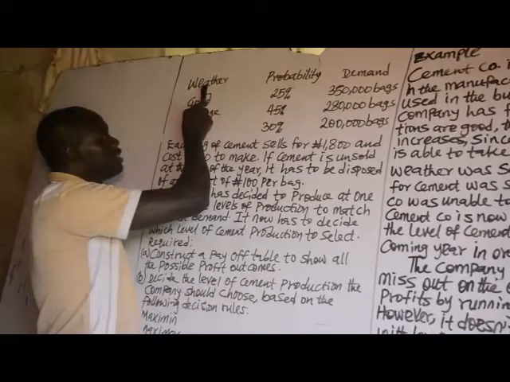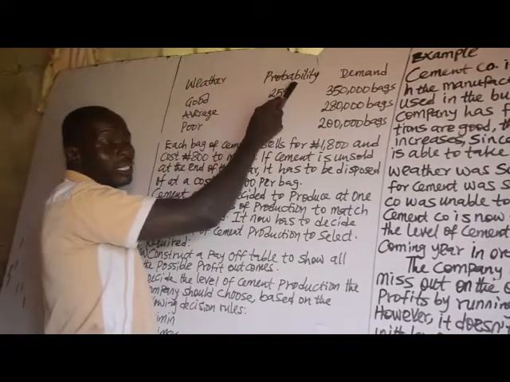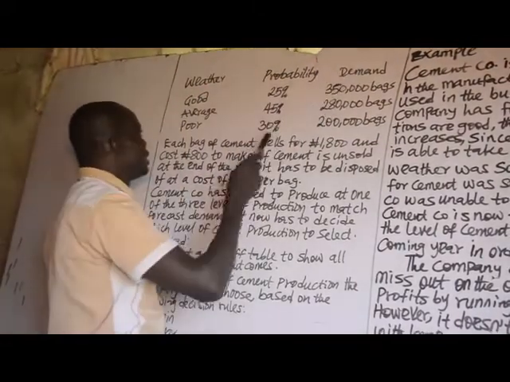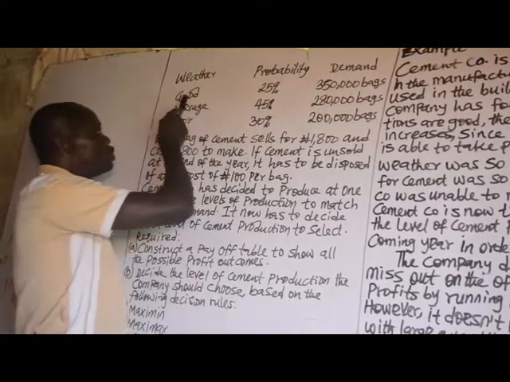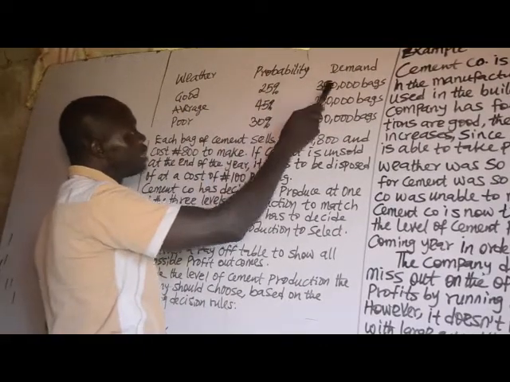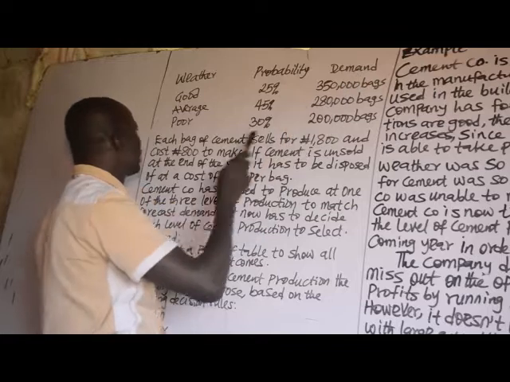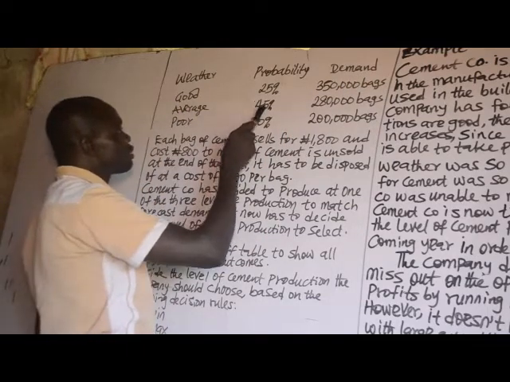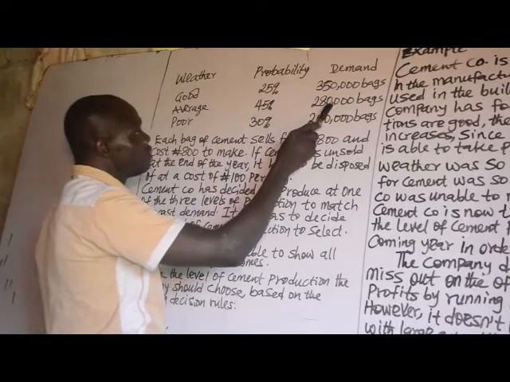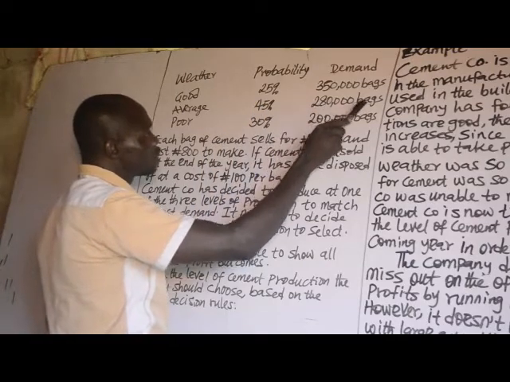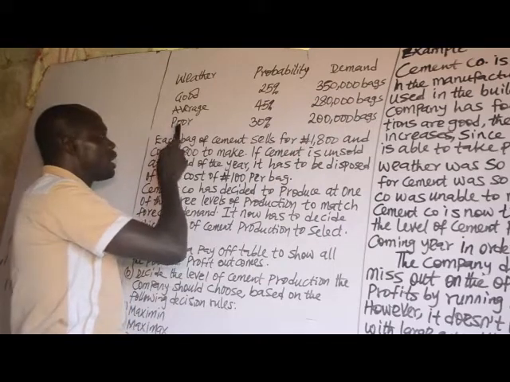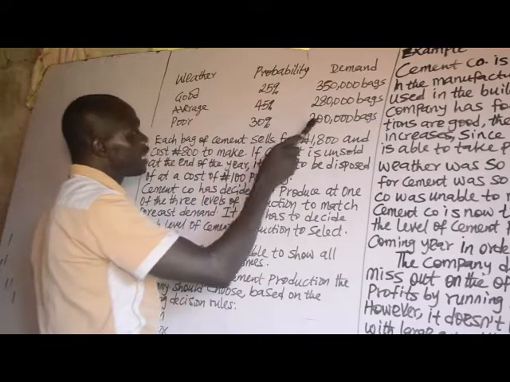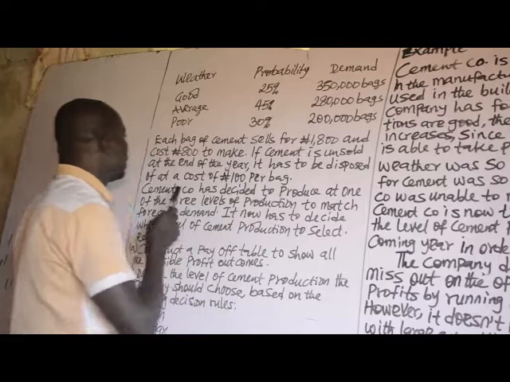We have weather, probability, and demand. When weather is good, probability is 25% and demand is 350,000 bags. When weather condition is average, probability is 45% and demand is 280,000 bags. Poor weather condition, probability of 30% and 200,000 bags.